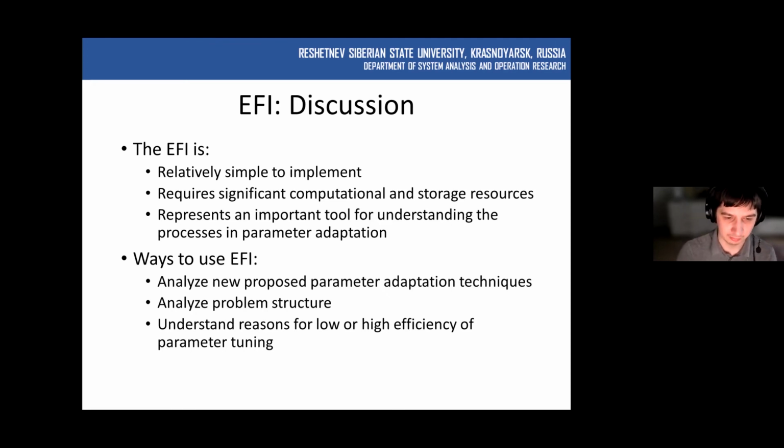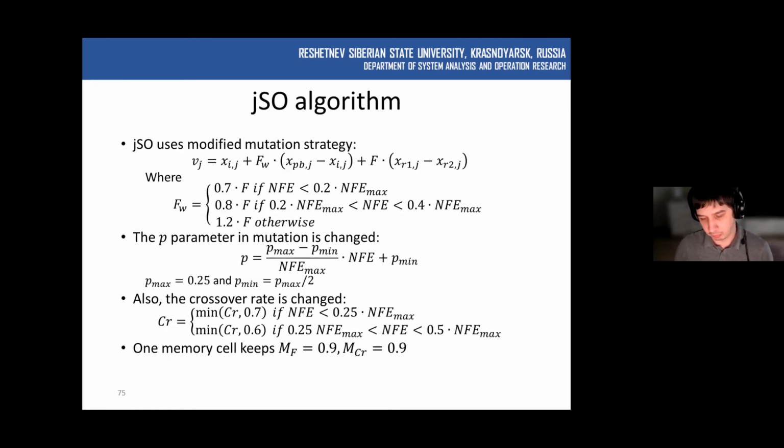So in conclusion about EFE, it's relatively simple to implement, but it requires a lot of computation. However, it may help you to understand what's happening inside your algorithms and maybe propose some new ideas how to improve it.